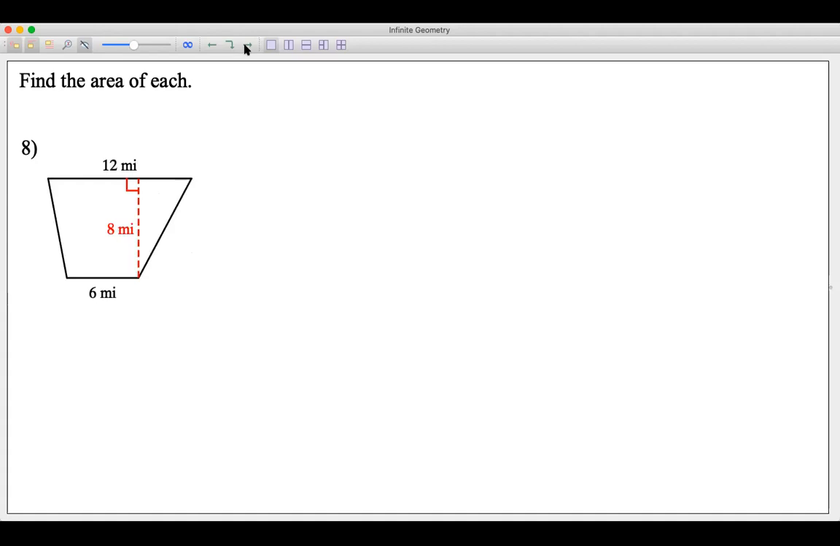All right, number 8, yes or no? Danny, what's the shape? That is not a parallelogram. The left and the side are not parallel. That is a trapezoid. What are the 2 bases of this trapezoid? What is the height? You should be able to get this one right.